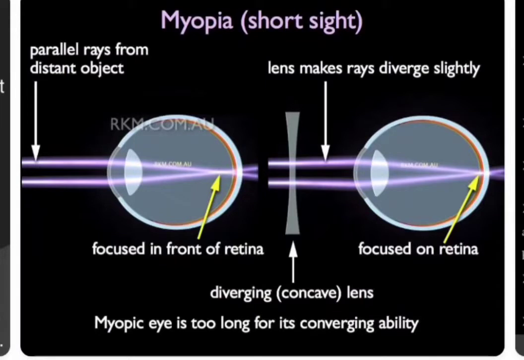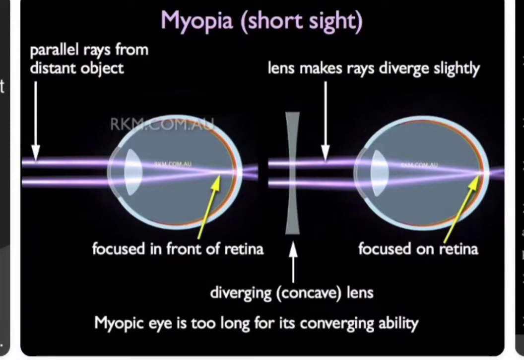Now we know that when anything is placed at infinity, we always consider that the rays are coming as parallel rays. So the image forms in front of the retina. Now if you keep the concave lens, what is the characteristic of the concave lens? If a parallel beam of rays falls on a concave lens, it always diverges. So the lens makes parallel rays into diverged rays. So if diverged rays fall on the eye lens, the image will again come back to the retina.